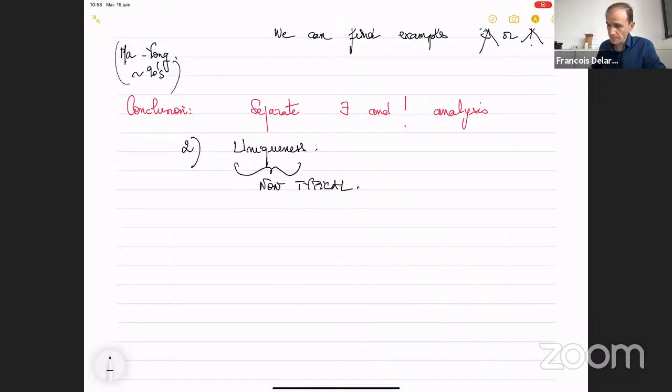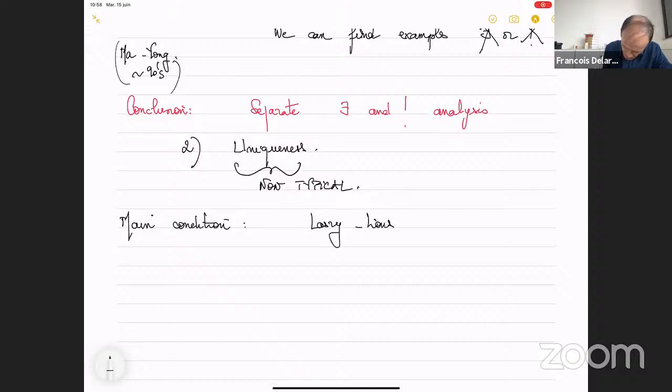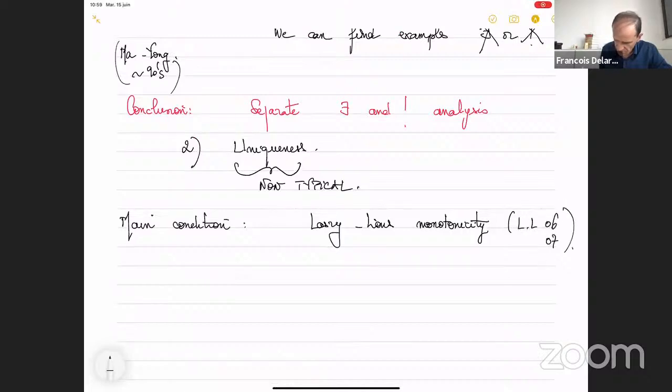Anyway, let me go back to what could be a criterion to guarantee that you have uniqueness. And since this is a non-typical situation, you don't have so many criteria. The main condition that is used is called the Lasry-Lions monotonicity criterion. It really goes back to the works of Lasry and Lions, 06, 07. This is something that they understood really quickly. And I have to say that this has been the most popular uniqueness criterion in practice, but this is not the only one. There is at least another one, but this is the most popular one.